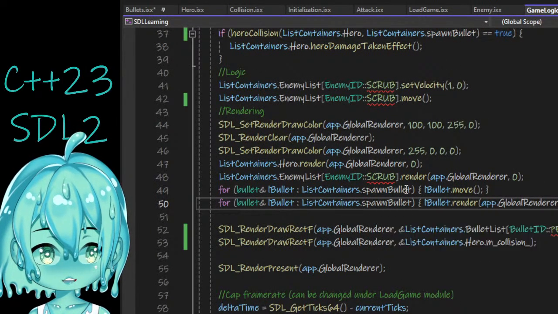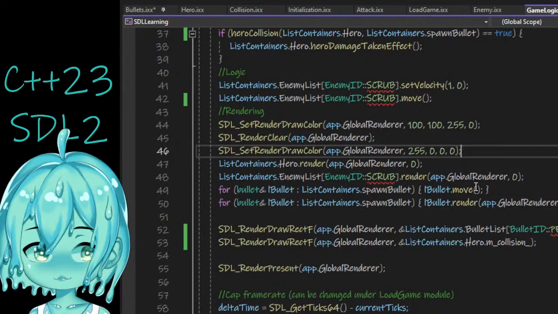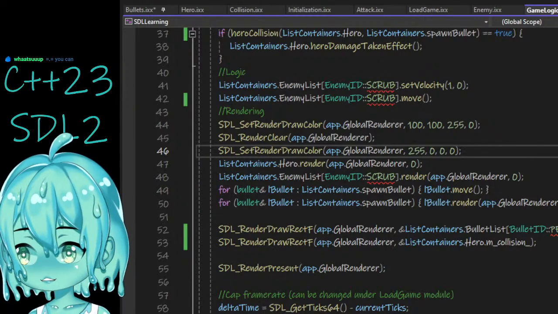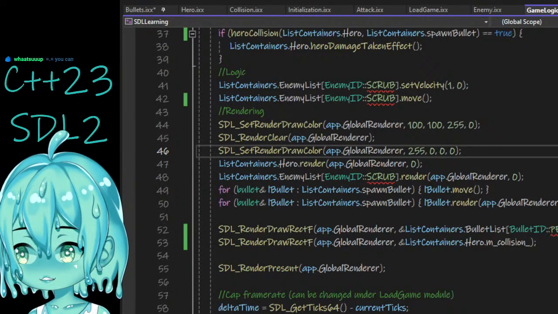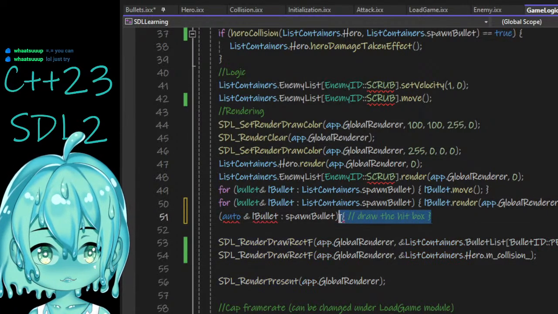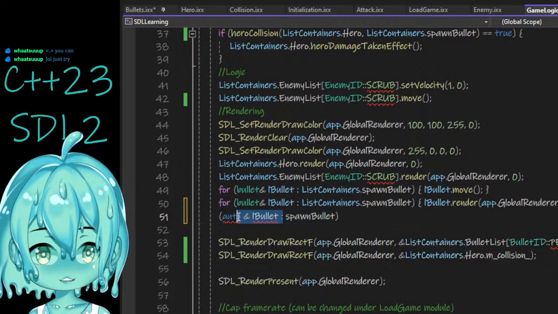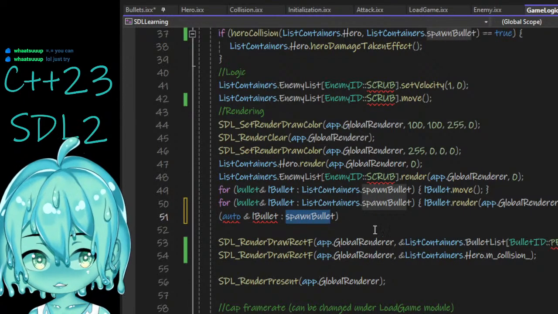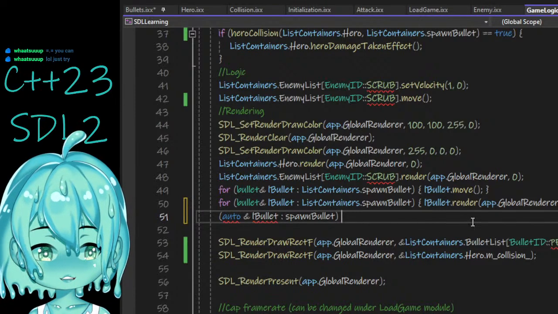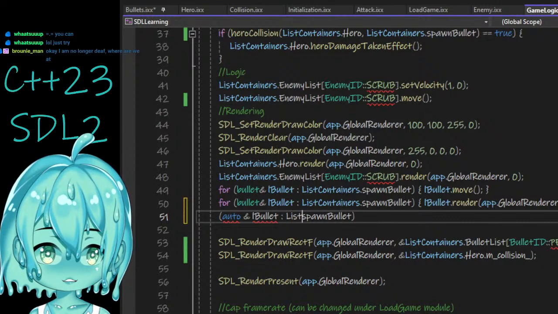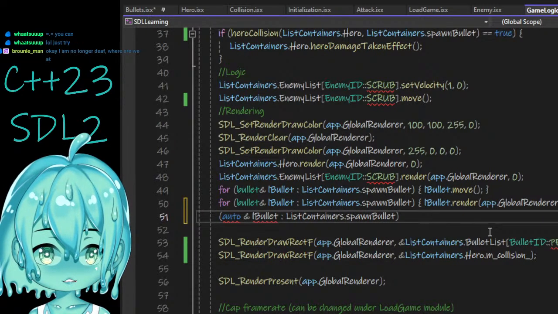You're saying I should have that loop there, right? Yeah, okay, that's what you guys are saying. So what you're saying is have that exact same list here. Draw the hitbox, thanks. So you're saying for every instance of L bullet, do this, spawn bullet, list containers, whatever, and then do render there. Okay, I could do that. This is list containers dot spawn bullet.